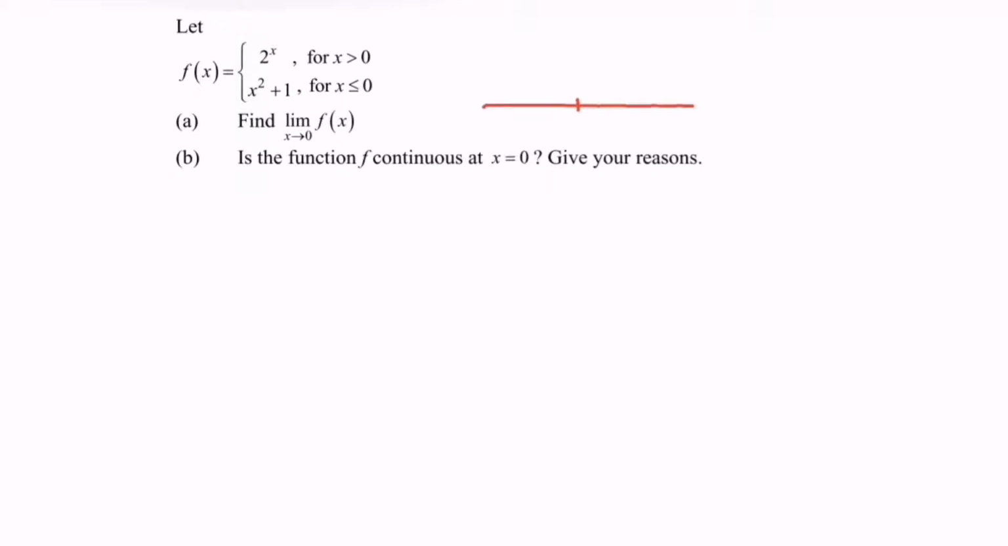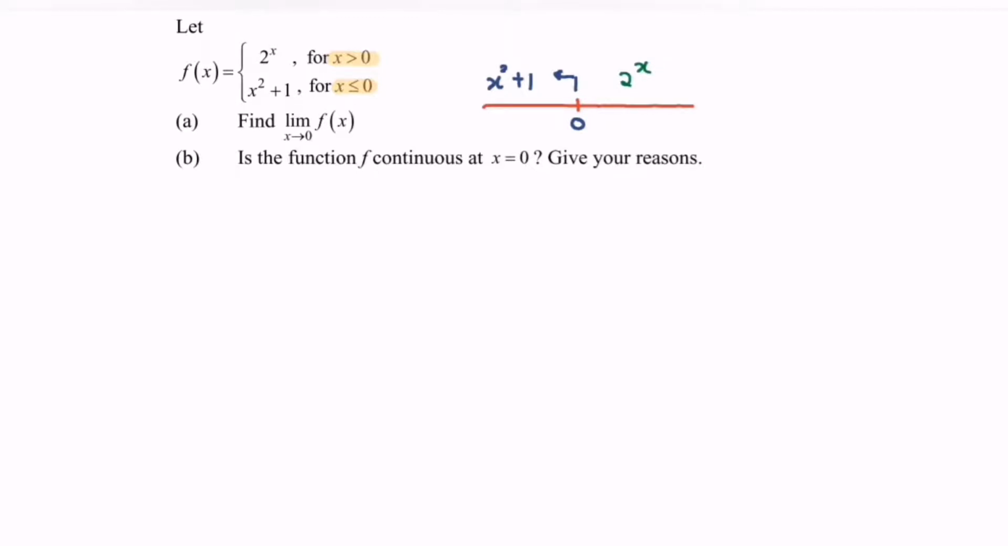And we have the point 0. For the left hand side, x is less than or equal to 0, so the function would be x squared plus 1. So at x equals 0, we are going to use the function x squared plus 1. For the situation x greater than 0, which is the right hand side, the function would be 2 to the power of x.